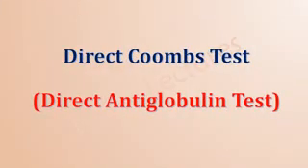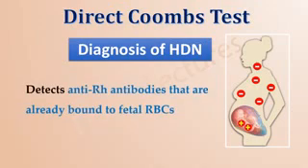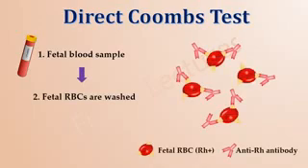Direct Coombs test or anti-globulin test. This test is used for diagnosis of hemolytic disease of the newborn. It detects the anti-Rh antibodies that have already bound to fetal RBCs. A blood sample is obtained from the fetus, and fetal RBCs are washed. This is done to remove any unbound and non-specifically bound antibodies.